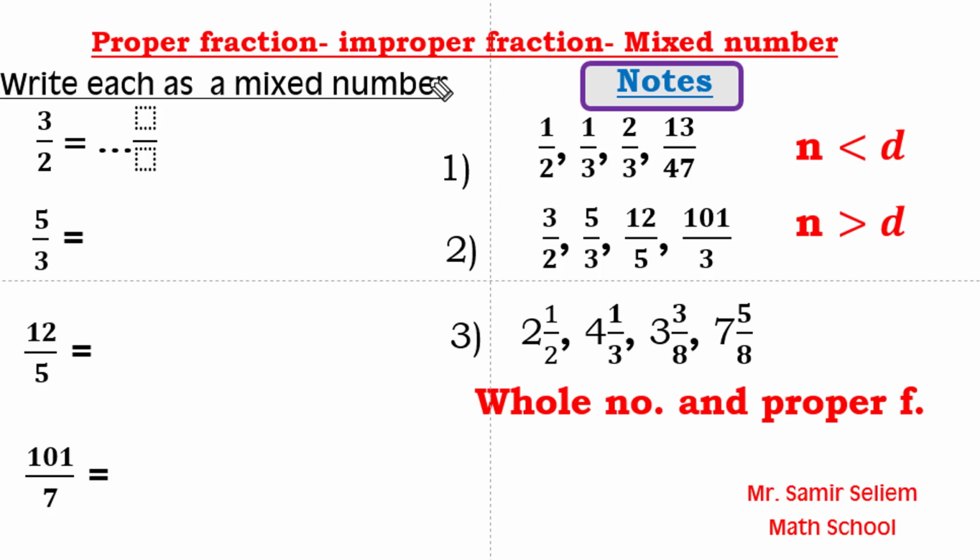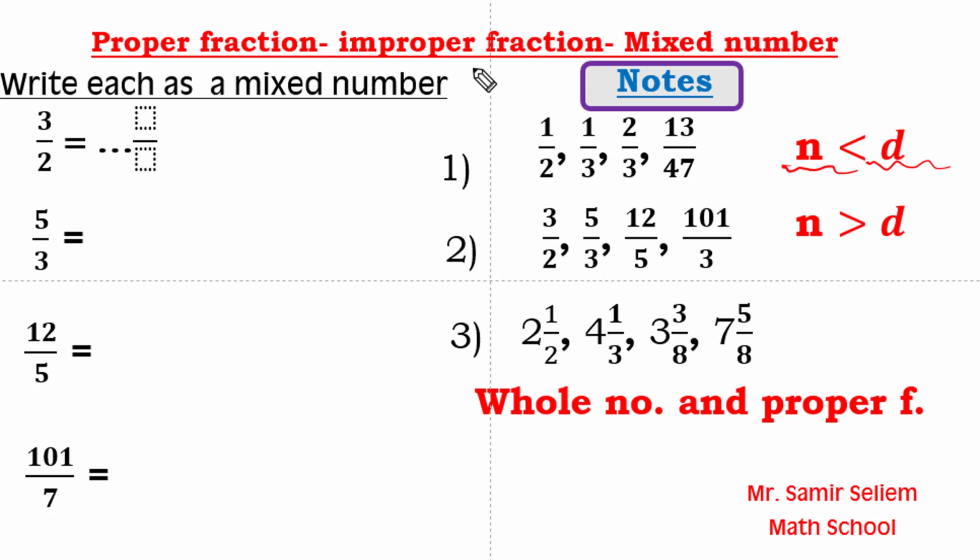Proper fraction, improper fraction, and mixed number. What's a proper fraction? A proper fraction is a fraction whose numerator, the top number, is less than its denominator. If you look here, 1/2, 1/3, 2/3, 13/47, all these fractions are proper fractions. Why? Because the top number is less than the bottom number.